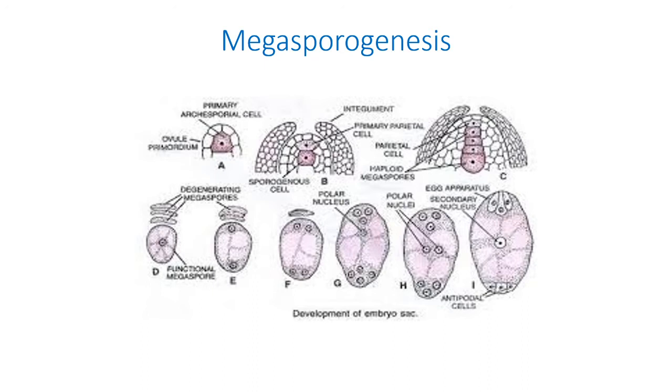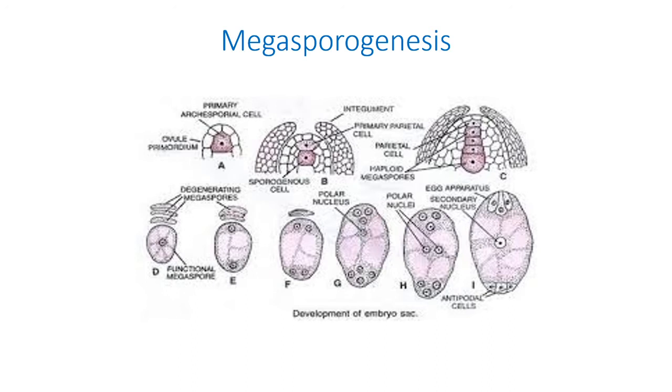For example, in Rosa, the second megaspore remains functional. That second megaspore, which lies towards the micropylar side, becomes functional. In the same way, in Gloriosa and Casuarina, either all the megaspores or only one megaspore becomes functional. Okay, and in Aristolochia, the third megaspore from the micropylar end becomes functional. Whatever may be the number of the cell which is functional, the further development is similar in all the species, all the types. Okay, so now this functional megaspore develops into female gametophyte, that is embryo sac. What happens here?